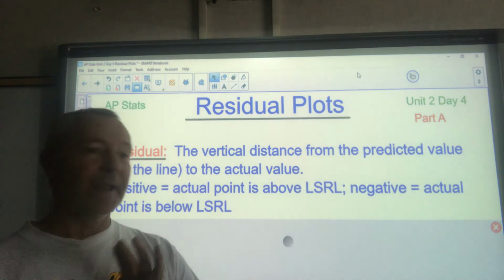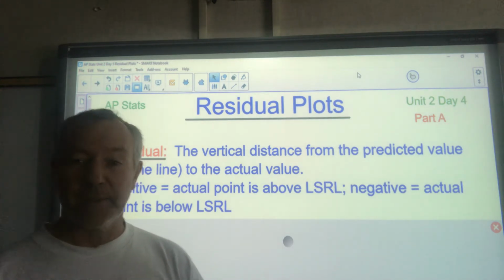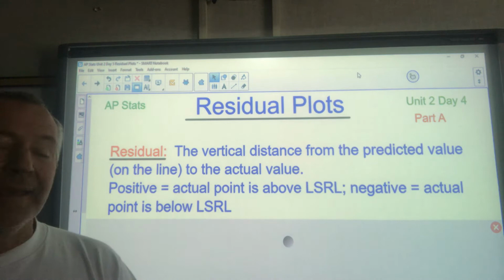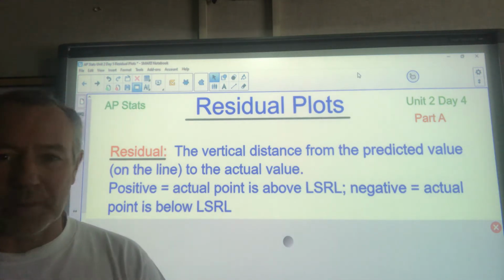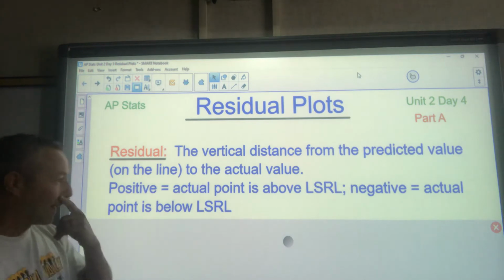And just to mention also that whenever I talk about a line or they ask you about a line or any kind of line in a question, there's only one line we do. It's the least squares regression line. They might call it the line of best fit. There's different terminology, but it's always the least squares regression line we're talking about here.